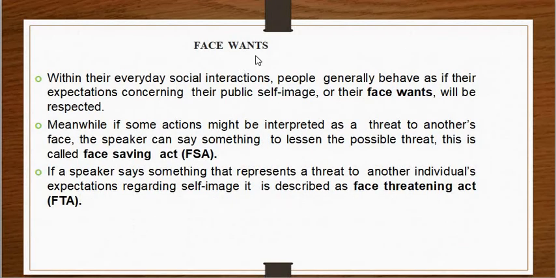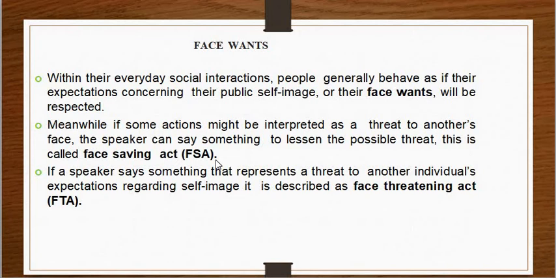Let me tell you the face wants. As I already told you, the expectations which you demand from other people are regarding your self-image, or face needs or wants. Within their everyday social interactions, people generally behave as if their expectations concerning their public self-image or their face wants will be respected. Right? You have positive and negative face needs, face wants, which you want to be respected. Meanwhile, if some actions might be interpreted as a threat to another's face, whether positive or negative, the speaker can say something to lessen the possible threat. This is called a face-saving act.